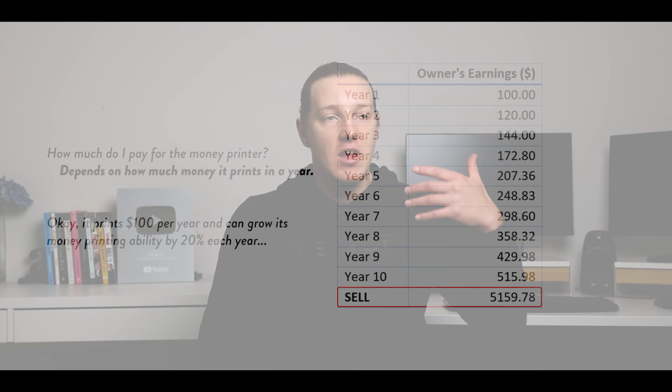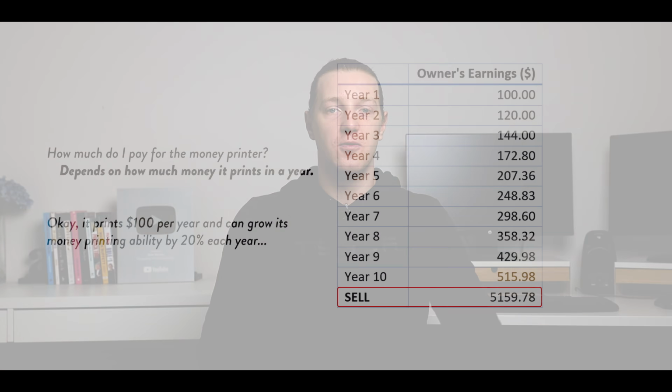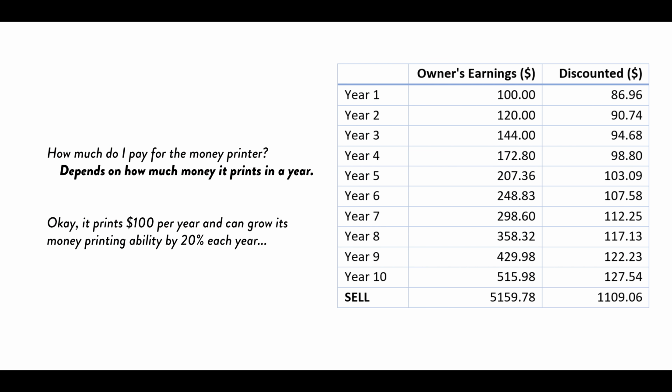All right, now I want to achieve 15% returns per year, so I discount those future cash flows by 15% annually. Then if I add the discounted cash flows together, that will be what I could pay for the money printer now for a 15% annual investment return. In this case, that number happens to be $2,170.